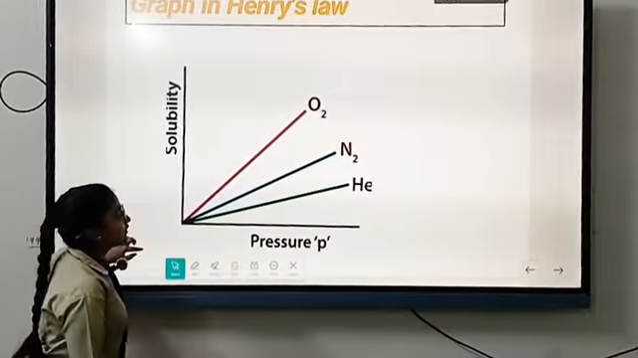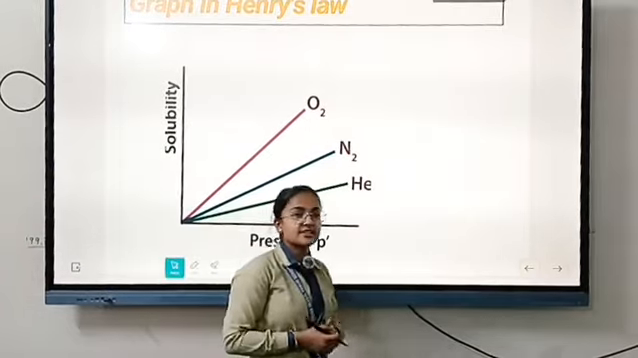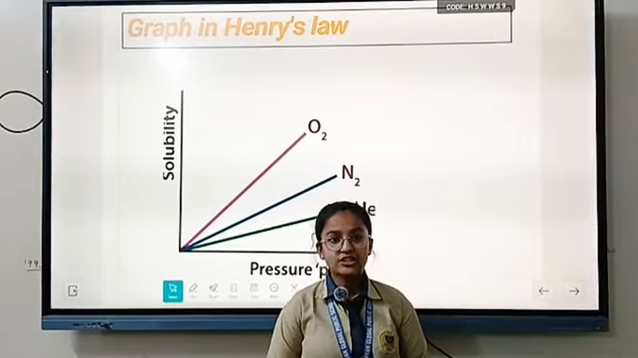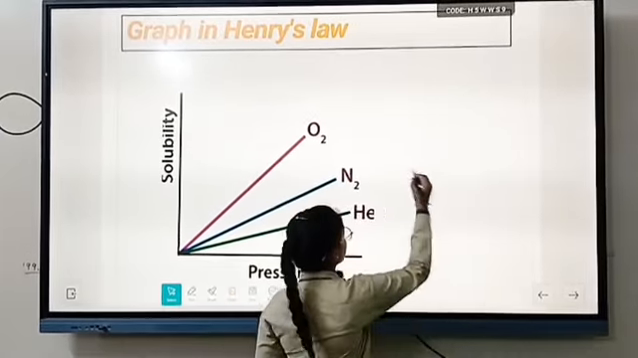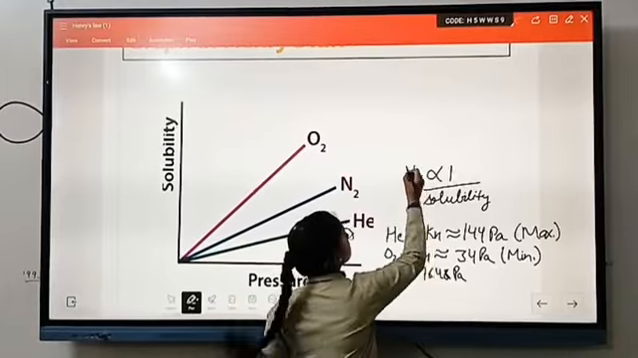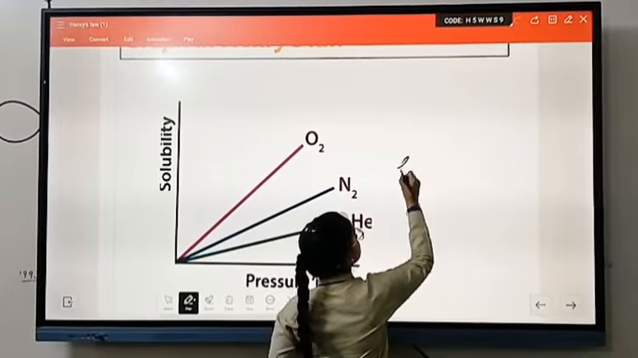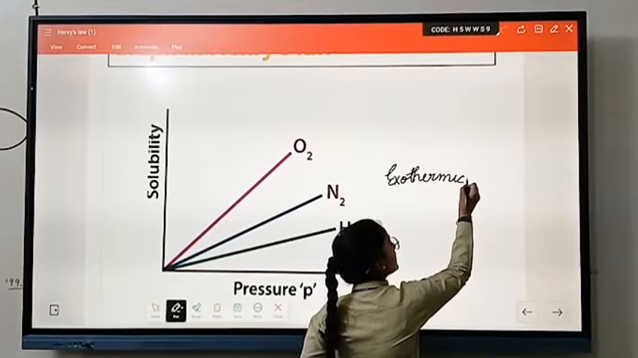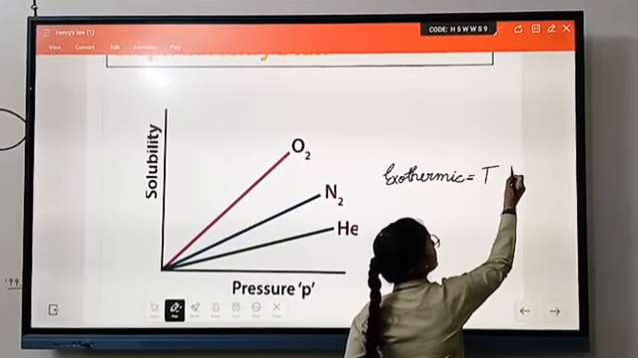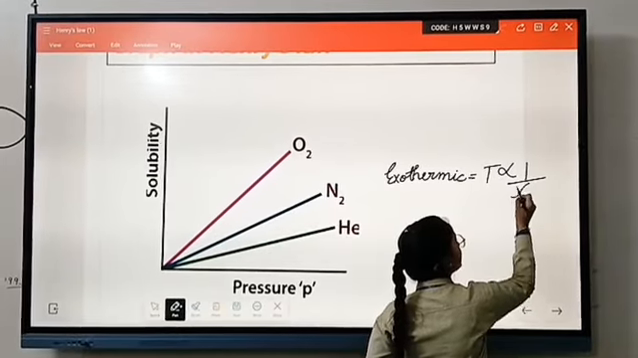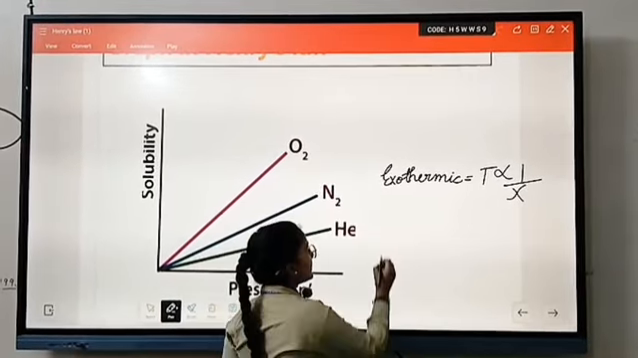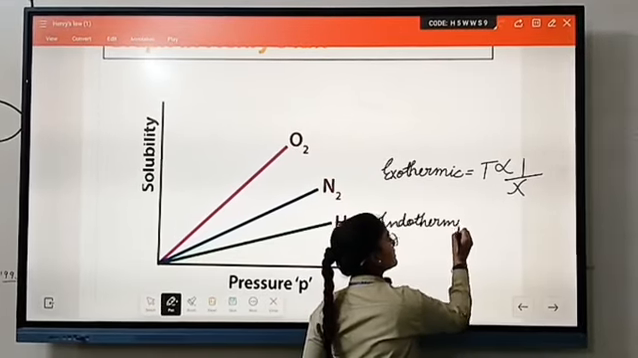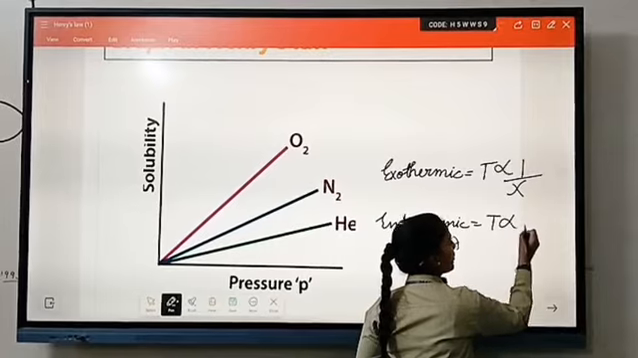So now let's move on. There is a relation which is always asked in competitive and board exams. We know that there are two types of reaction on the basis of processes. First is the exothermic reaction. In exothermic processes, temperature is inversely proportional to solubility, whereas the second is endothermic. In endothermic processes, the temperature is directly proportional to solubility.